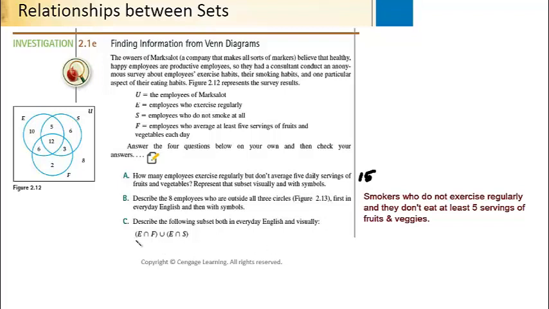So let's go here. I'm going to look at this, and I'm going to look at this. The intersection of those that exercise regularly and they average at least 5. So that would be these guys right there. Those are the guys that exercise and they get their 5 fruits and vegetables.